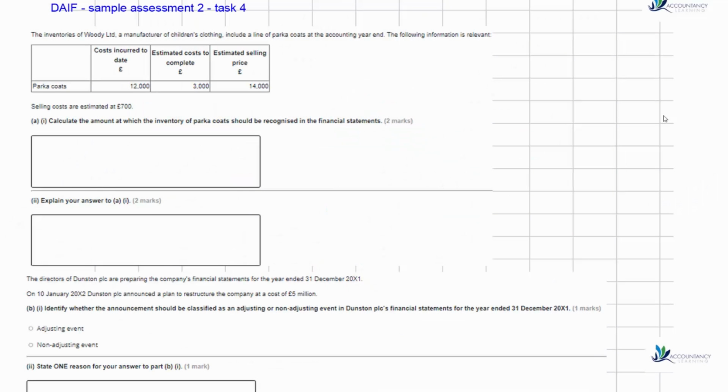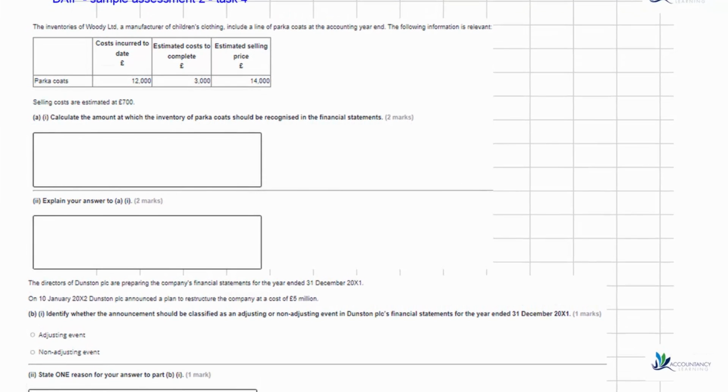In this video, we're going to explain how to approach the drafting and interpreting financial statements sample assessment 2, task 4. So the question asks us, the inventories of Woody Limited, a manufacturer of children's clothing, include a line of Parker coats at the accounting year end. The following information is relevant.